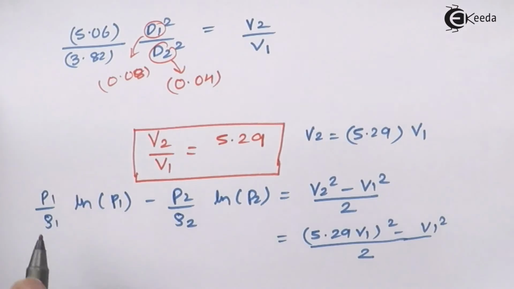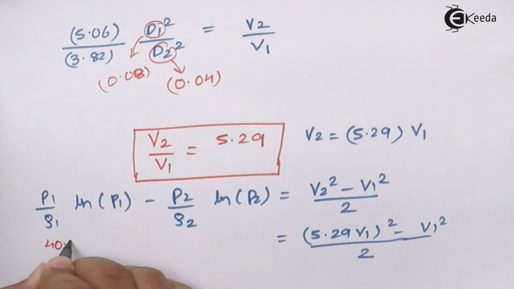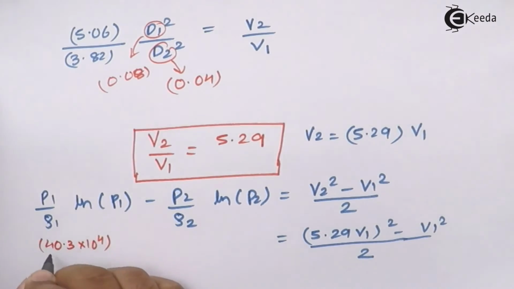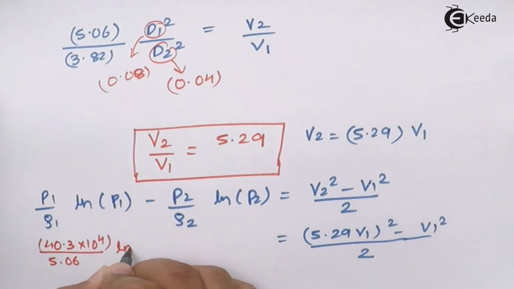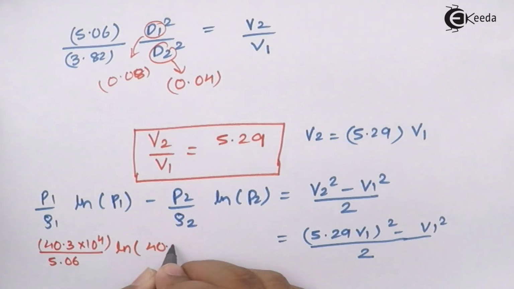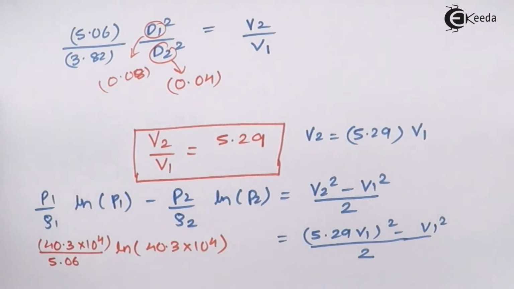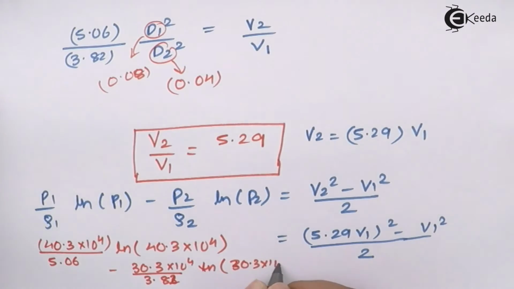So this constant will be equal to 40.3 into 10 to the power 4 upon the value of ρ1, which is 5.06, into ln of 40.3 into 10 to the power 4, minus the value of P2, which is 30.3 into 10 to the power 4, upon the value of ρ2, which is 3.82, into ln of 30.3 into 10 to the power 4.